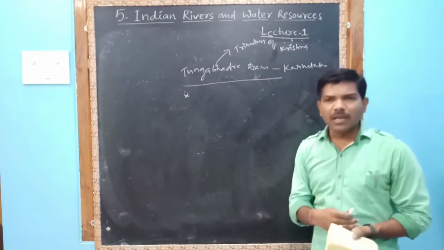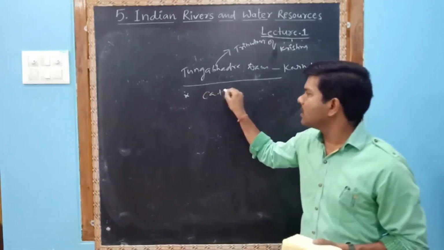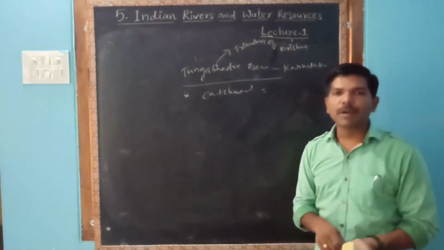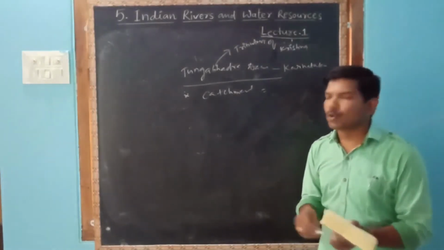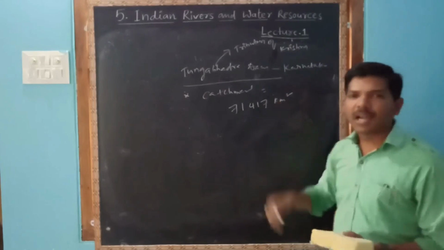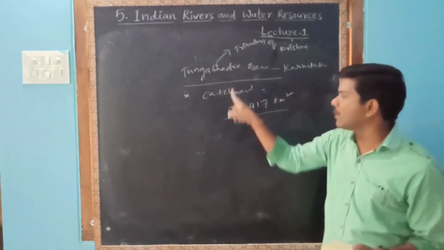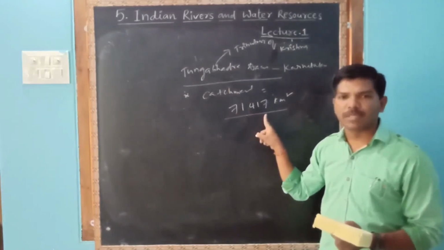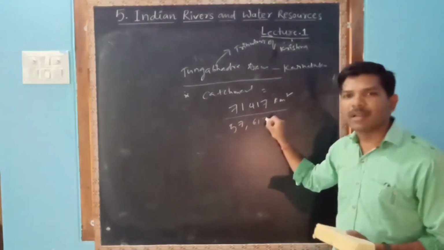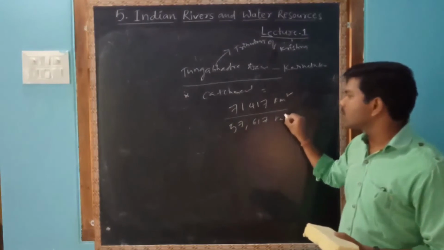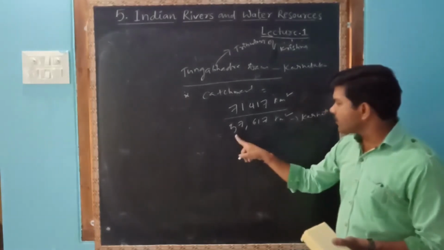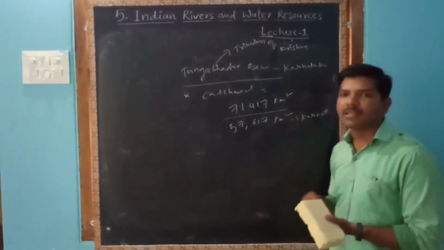See the catchment area. So what is the catchment area? Catchment means the area that can provide the water. The total catchment area of the Tungabhadra Dam is 71,417 square kilometers. But out of that, 57,617 square kilometers is in Karnataka only.